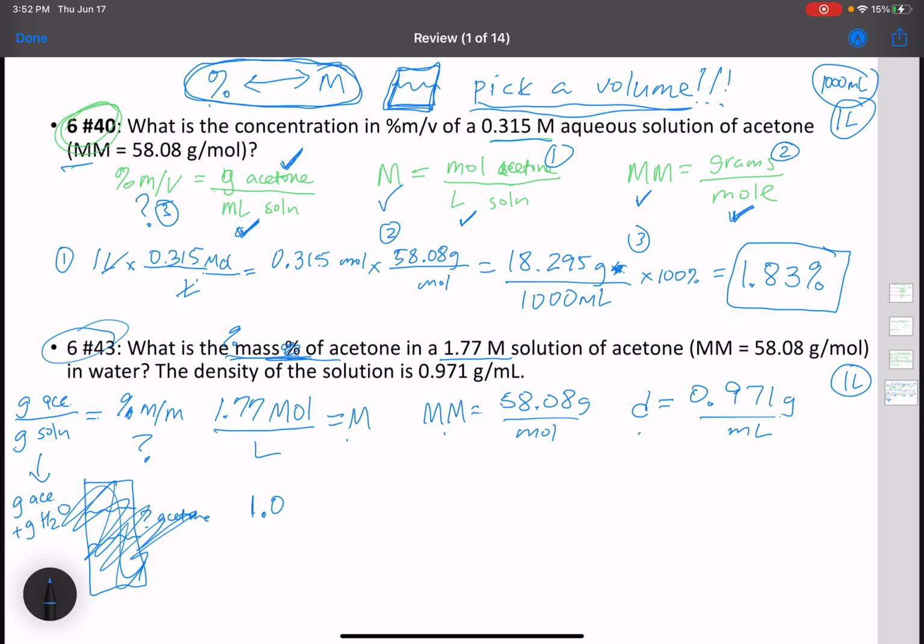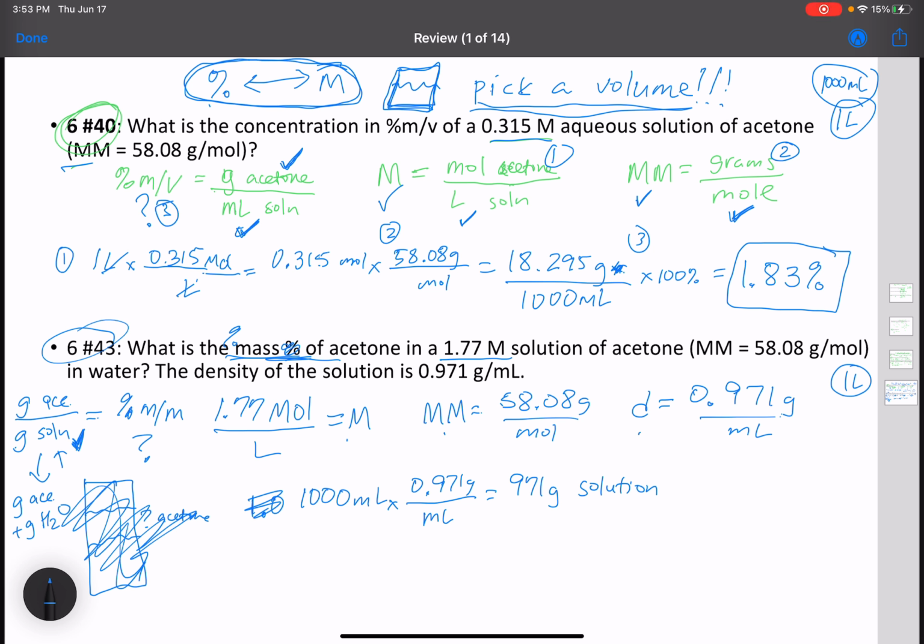All right, so if we have 1 liter of this, let's start with that 1.00 liters. And let's figure out, we can use the density to figure out the mass of the solution. All right, so since the density is in milliliters, I'm going to convert that liter into milliliters. So I'm going to say we have 1,000 milliliters. And if I multiply that by the density, 0.971 grams per milliliter, that gives me 971 grams of solution. All right, so I have this piece of information now right there. Now I need to figure out how many grams of acetone that I have.